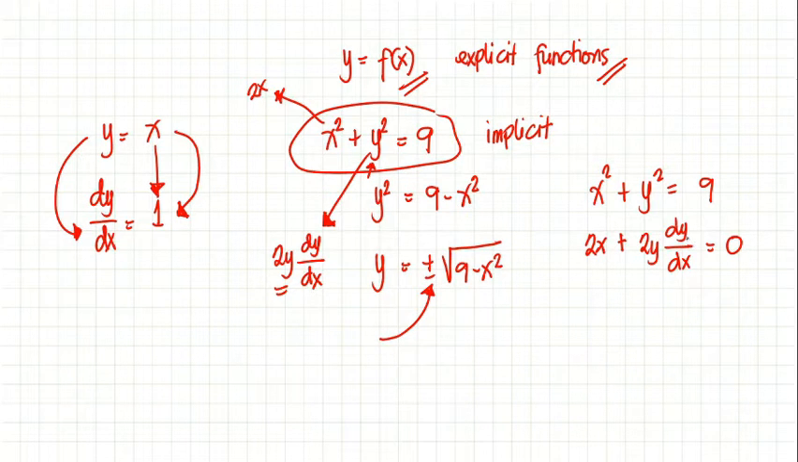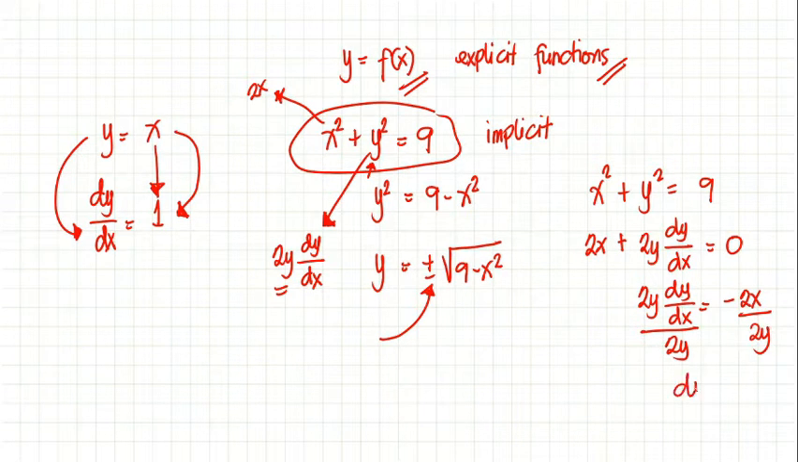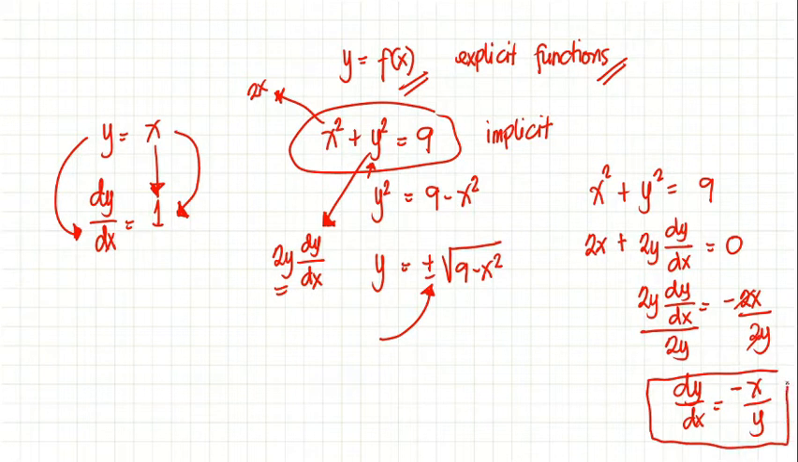So solving for dy over dx, we will add both sides negative 2x. So we will have 2y dy over dx equal to negative 2x. Okay? Now, para si dy over dx na lang yung matira sa left side, we will divide both sides by 2y, right? In that case, we will have dy over dx is equal to negative, we can cancel out to x over y.